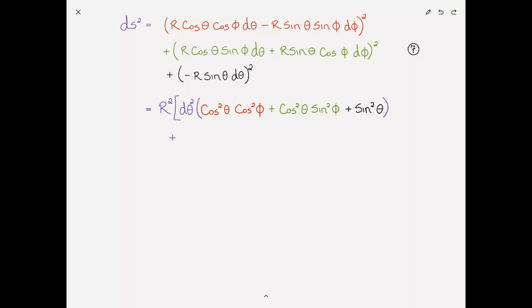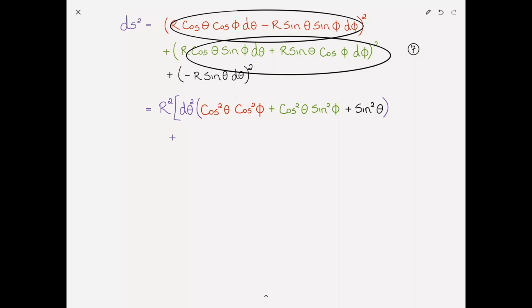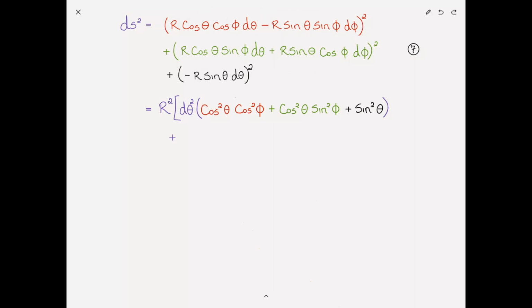Plus, now note that the middle two terms cancel. If I multiply these two together, I get the negative of these two. So those just cancel. And then finally, looking at these last two terms, they each multiply d phi, so I get a d phi squared times, from the red term, sine squared theta sine squared phi, and from the green term, sine squared theta cosine squared phi. There is no second black term for the z coordinate.